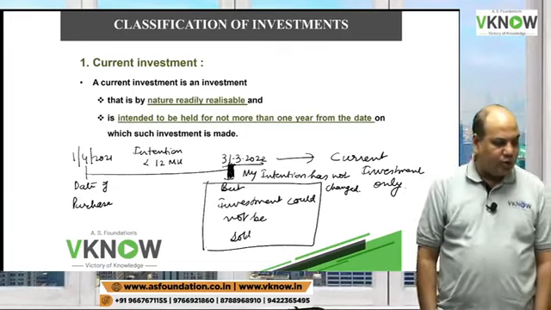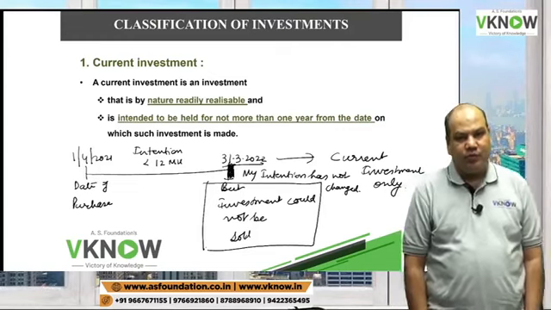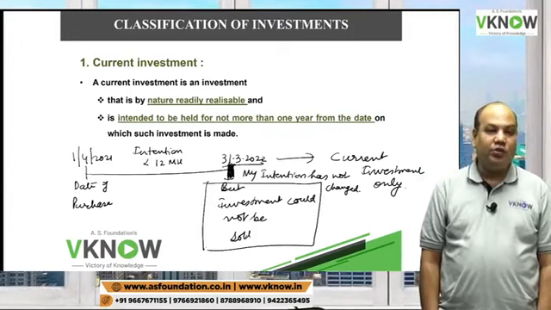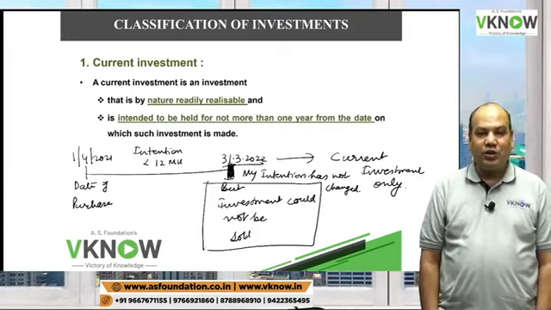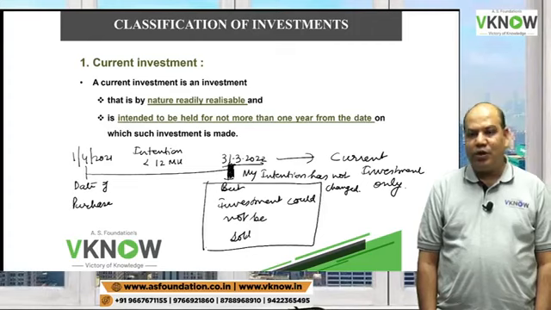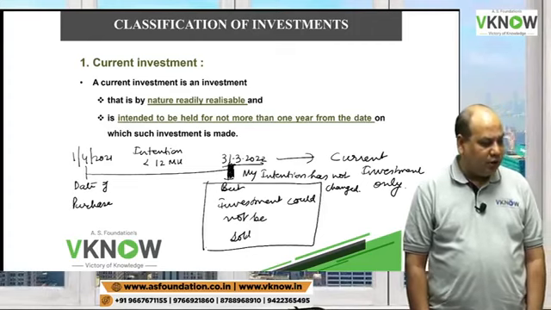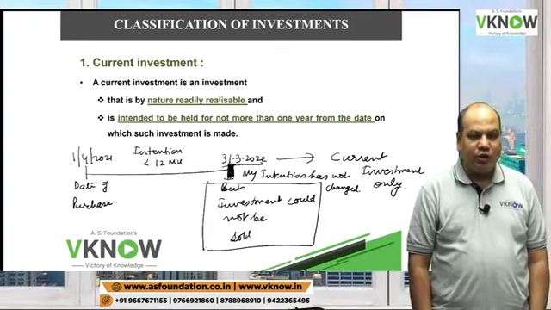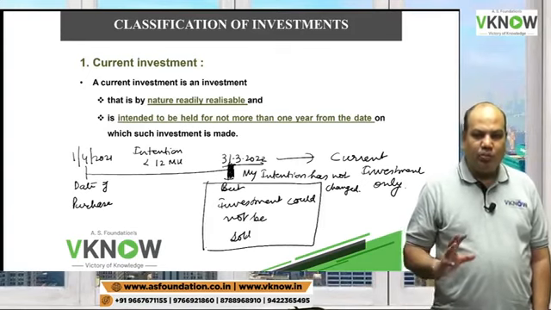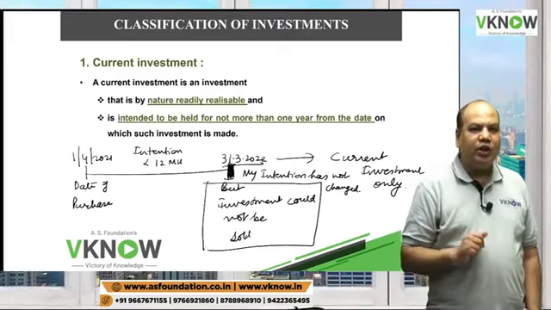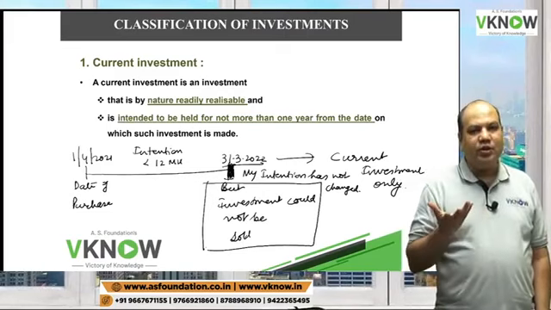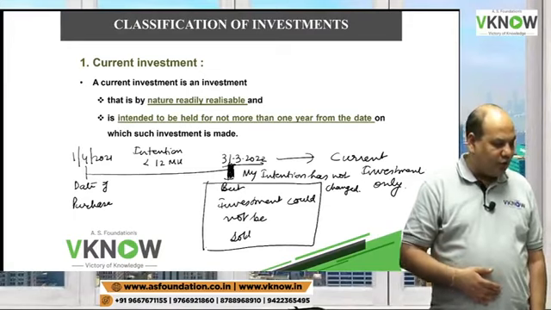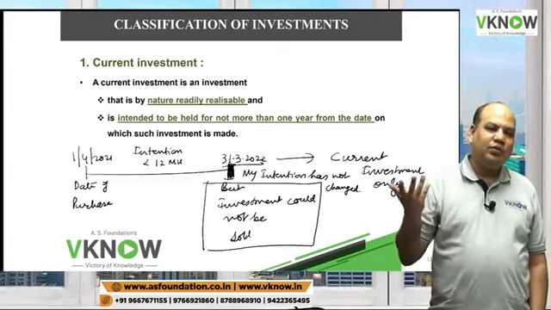There were some students who said the answer is long term investment. The answer is not long term investment. If the intention does not change, if the intention is still to sell it, as soon as we get an opportunity to sell, we will sell it, then we will call it a current investment on 31st March 2022 only. So it is not mandatory to sell it in 12 months. Intention must be there. As long as intention is there, the institute is happy.